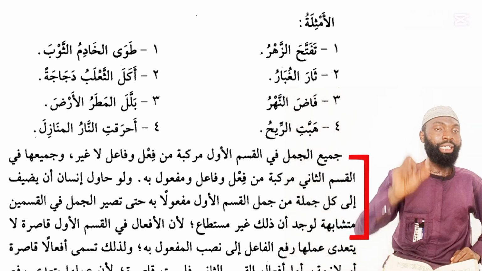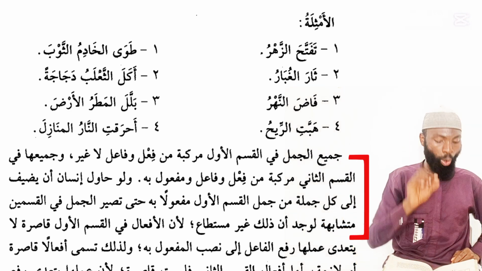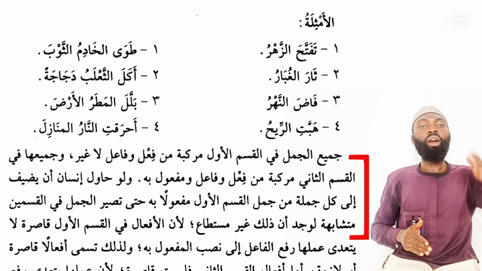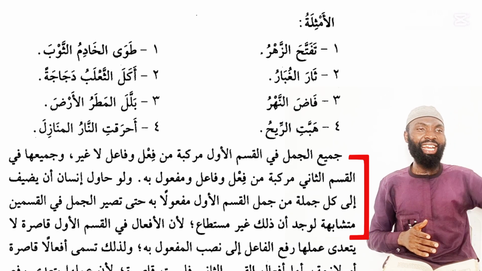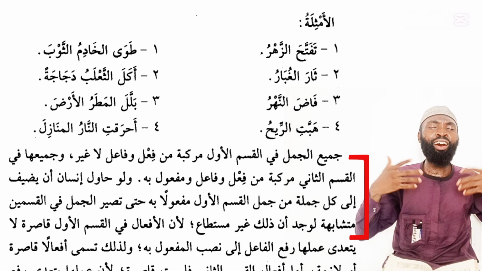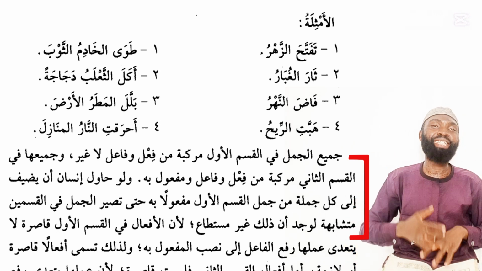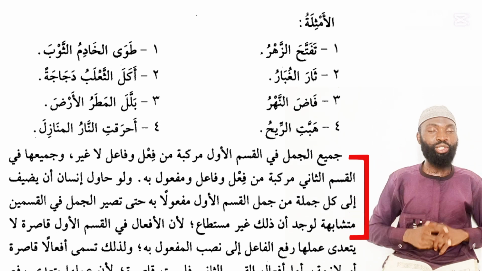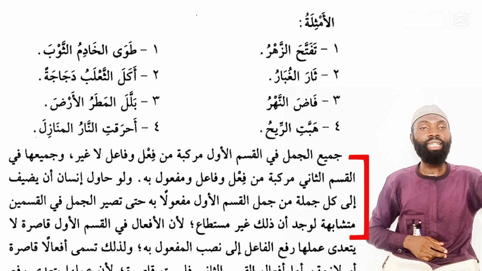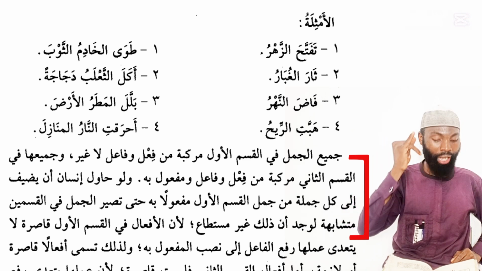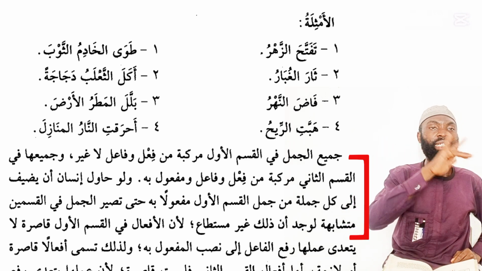They said, jami'ul jumali fil qismil awwal murakkabatan min fi'lin wa fa'ilin la ghayr. All of the sentences you will find in the first section of the examples we have given, all of them without any exception, are made up of 2 words. These 2 words are the verb and the subject.